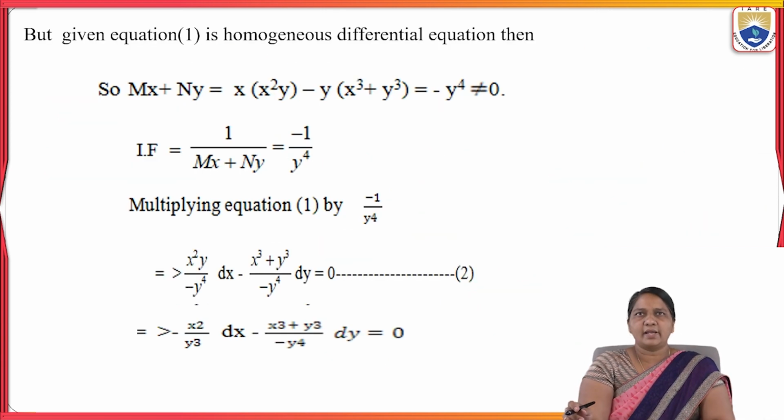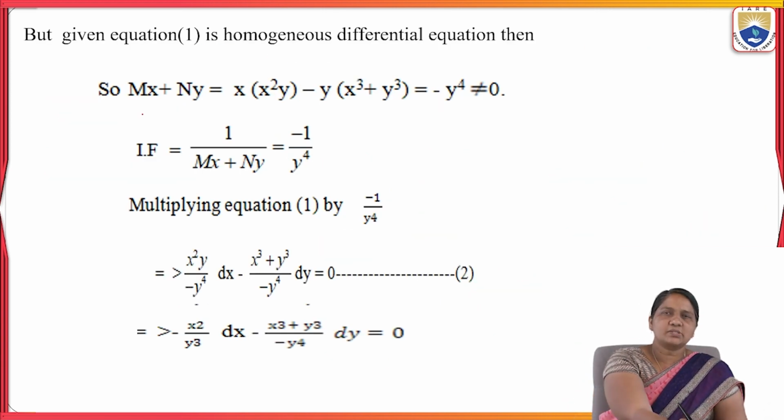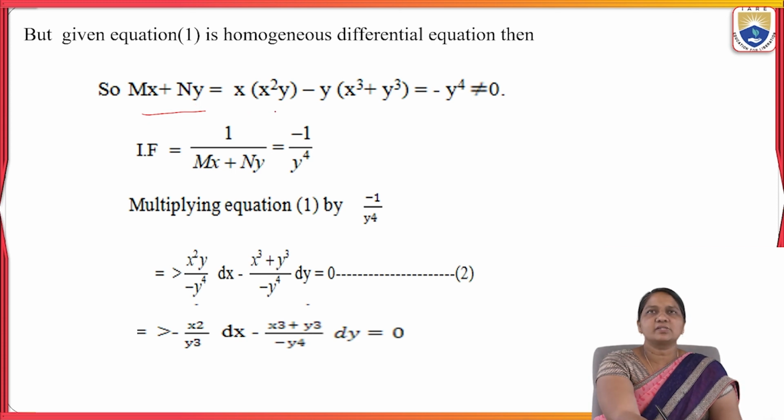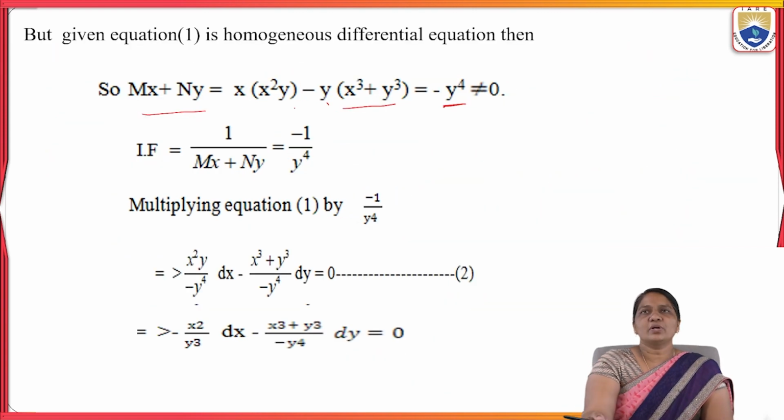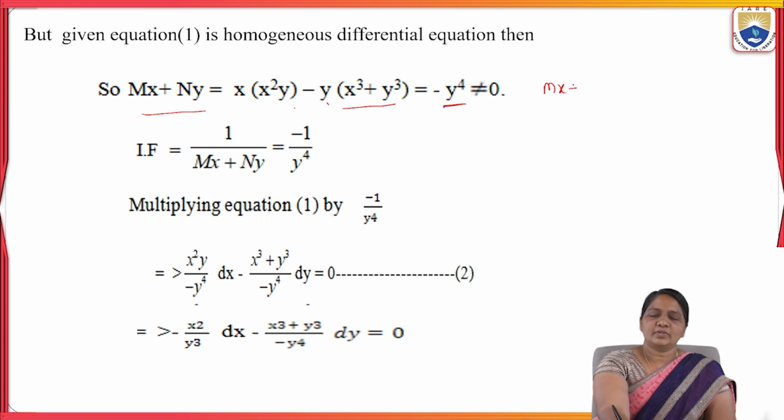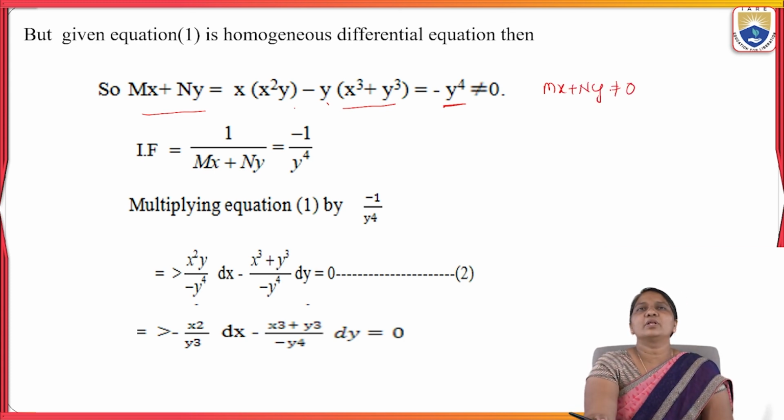So in the next slide, we can see here, mx plus ny is x into x square y minus y into x cube plus y cube. So minus y power 4, that is what we calculated here. So mx plus ny is not equal to 0. Why should it be not equal to 0? Otherwise the denominator would be undefined, and then we can't find the value. That's why mx plus ny not equal to 0 is a must.